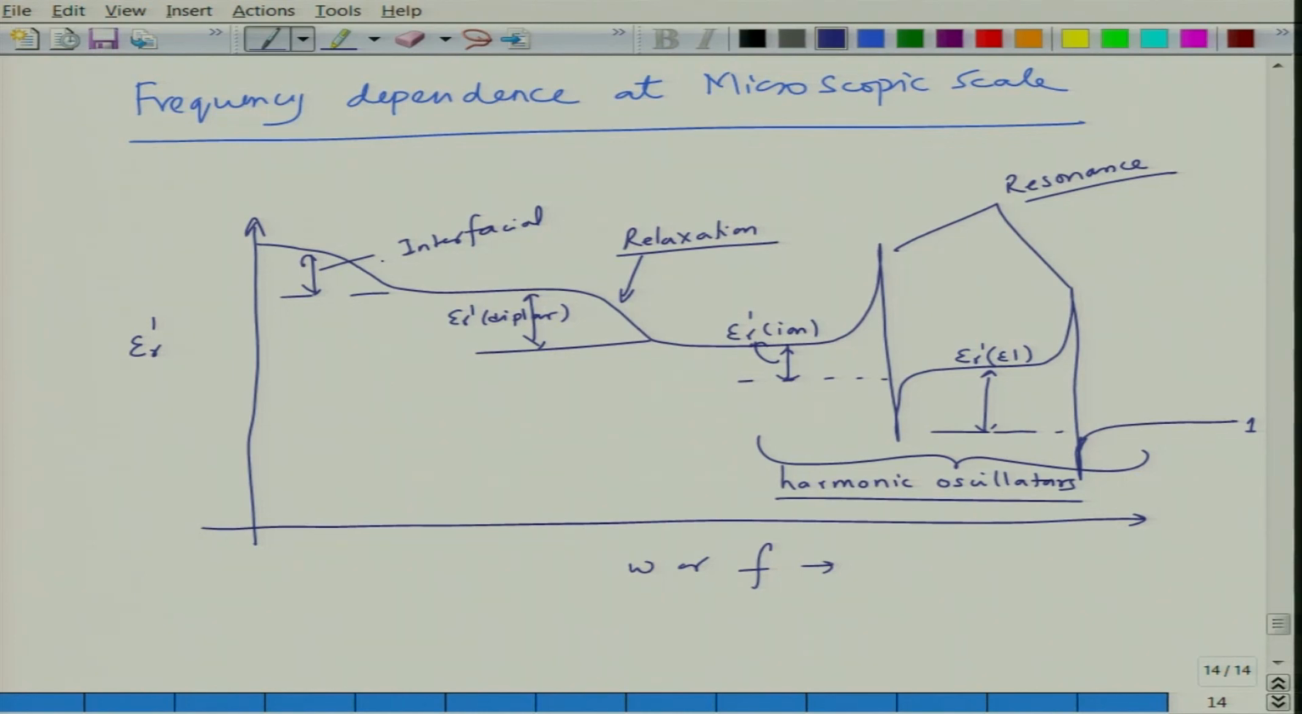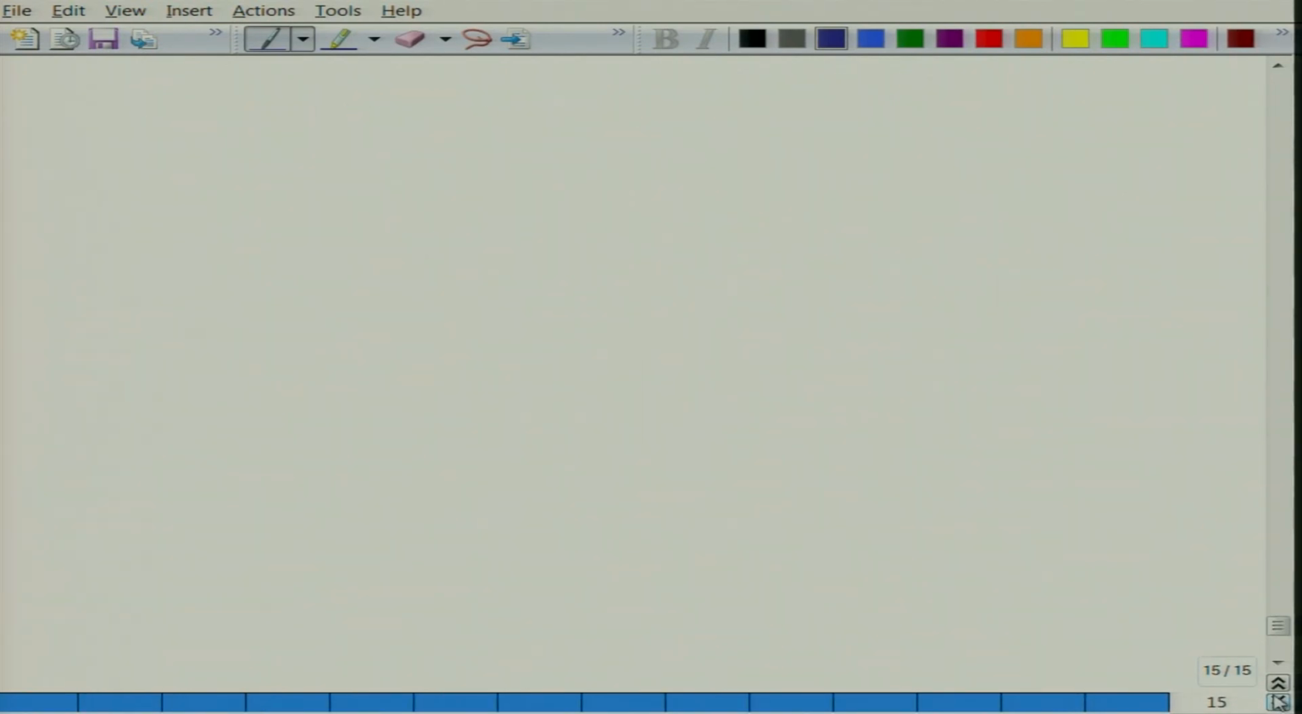So we will look at these three phenomena. We will not go into details of interfacial. We will look mainly at dipolar relaxation, and resonances related to ionic and electronic polarization, considering a simple harmonic oscillator model. So let us do that.